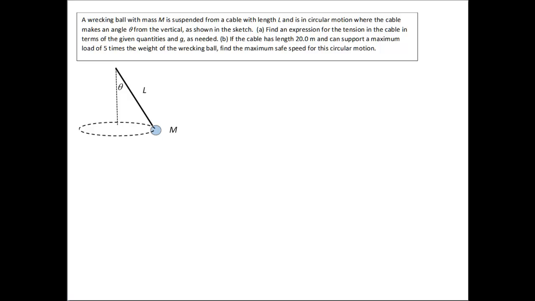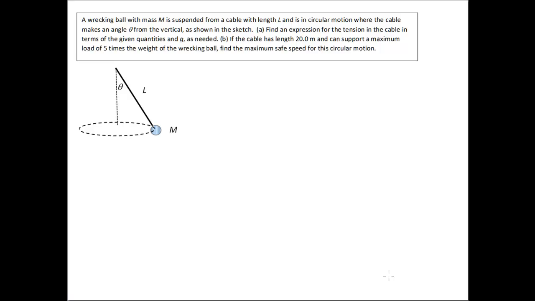I'd like to do an example problem involving the use of Newton's laws to solve a problem with circular motion. So here, read the problem. A wrecking ball with mass m is suspended from a cable of length L and is in circular motion, where the cable makes an angle theta from the vertical, and the sketch shows this pretty clearly.